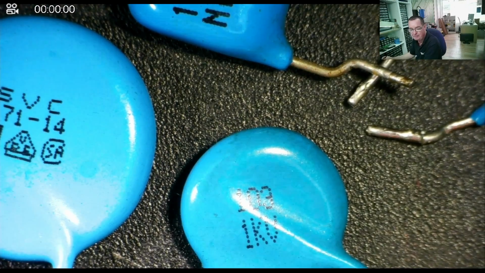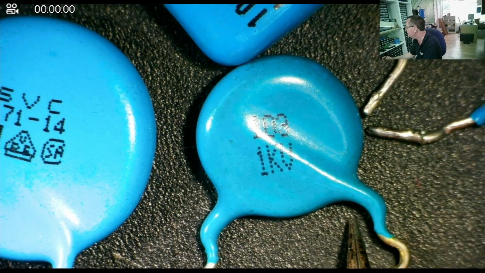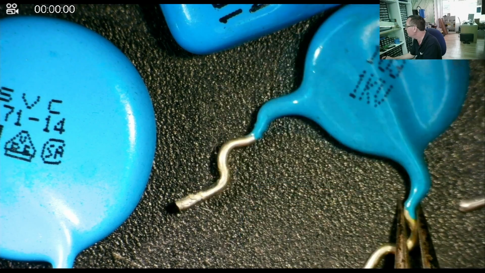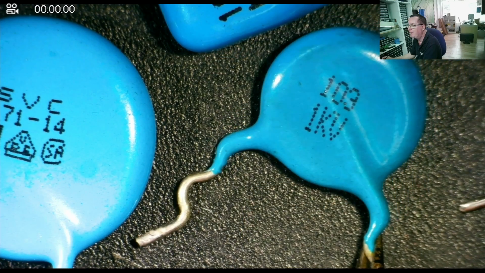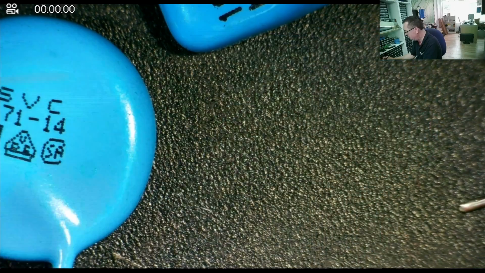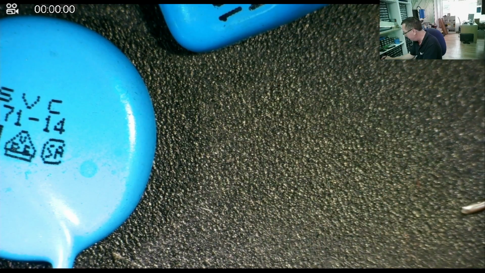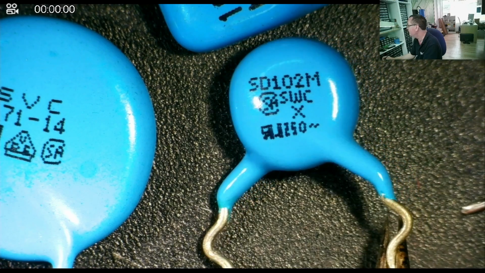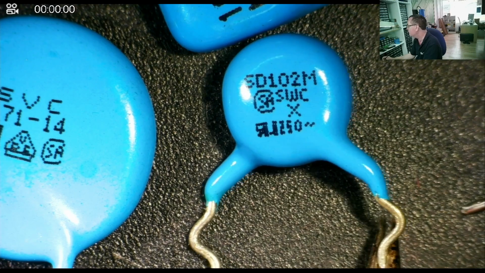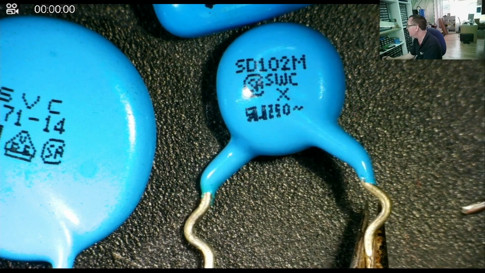These are high voltage capacitors. Now, you need to be careful when replacing these. You see this one here, 103, 1 kV, so 1000 volts, 10 nanofarads or 10,000 picofarads. And then we see some capacitors that may look very similar. That one there, 102, so that's 1000 picofarads or 1 nanofarad. And they have different markings.